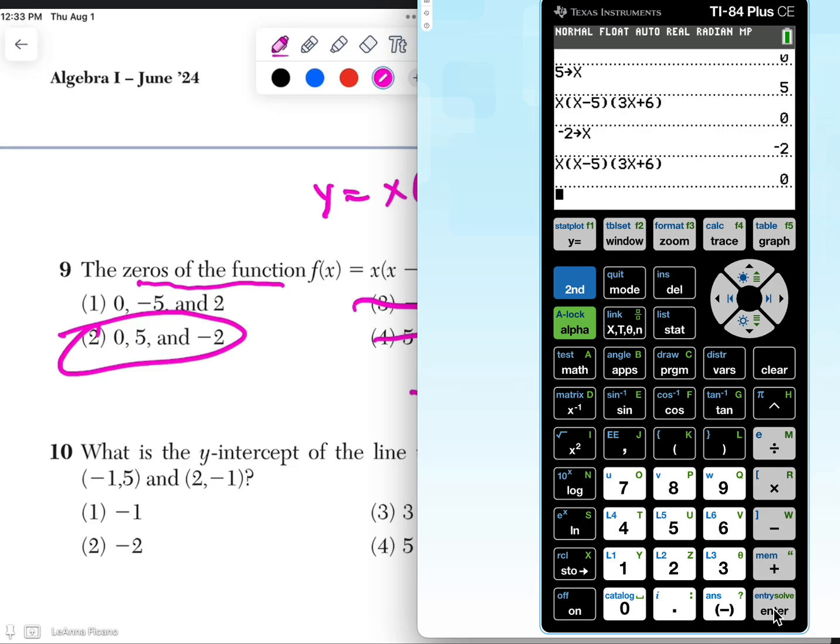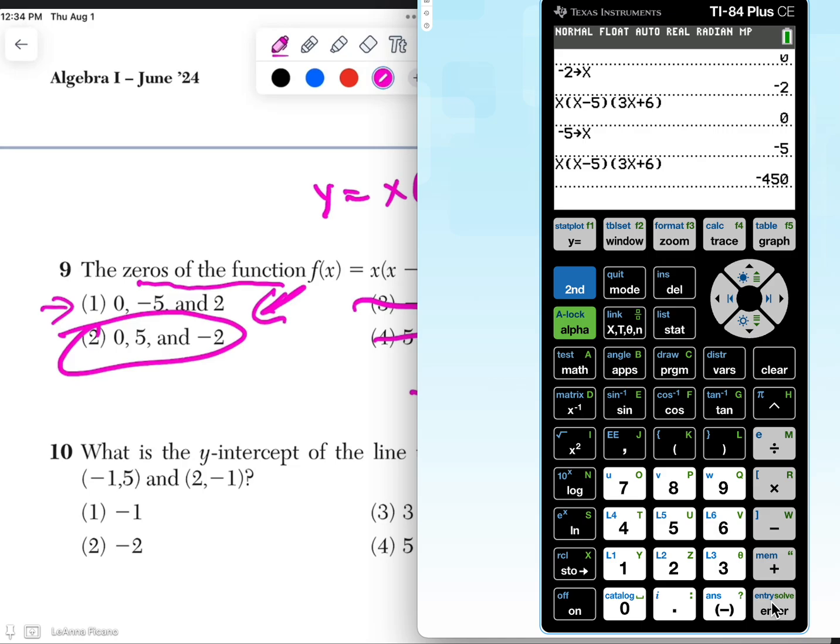And if I was to try any of the other numbers from the choices, I'm just going to try this to show you, you can still do it. I'll do -5, store x. And I'm going to highlight the expression, hit enter, and we see that negative 450 is not 0. So number 1 wouldn't have worked.